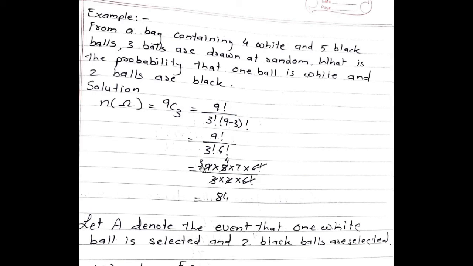9 factorial can be written as 9 into 8 into 7 into 6 factorial divided by 3 into 2 into 6 factorial. 6 factorial cancels with 6 factorial. 3 ones are 3, 3 threes are 9, and 2 ones are 2, 2 fours are 8. So the final answer is 84.